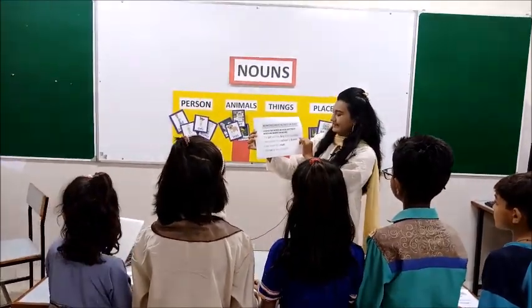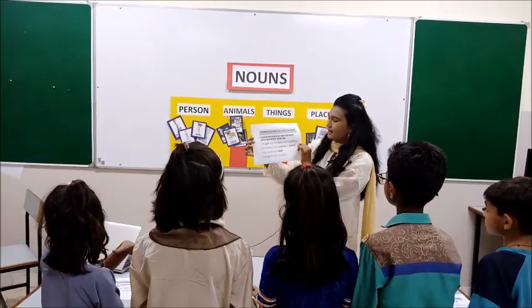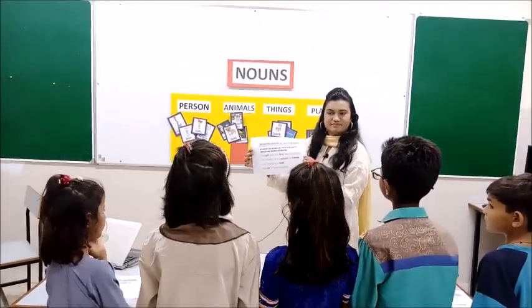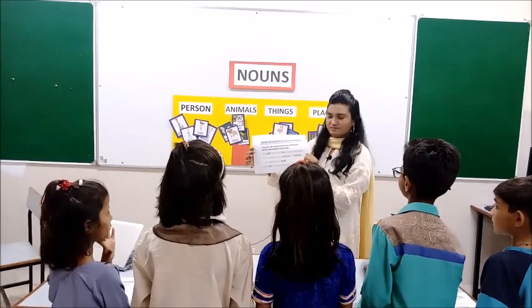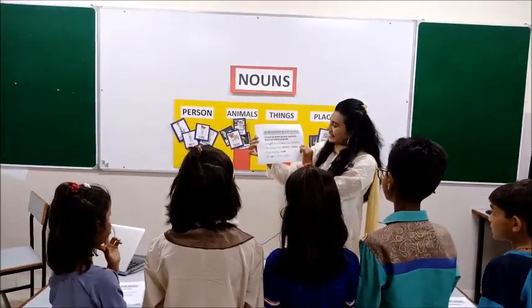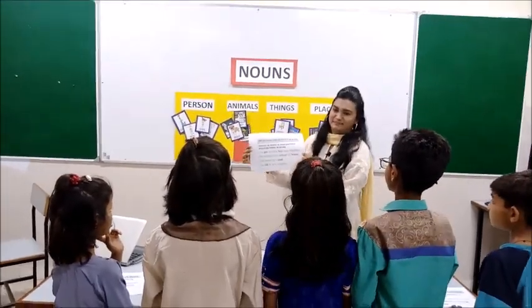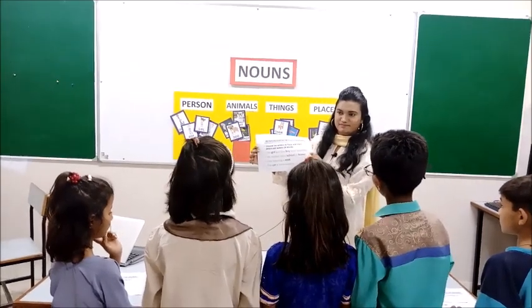And the third line is: I'm wearing a coat. There is one noun, coat. And fourth: the cat is very naughty. The noun is cat.